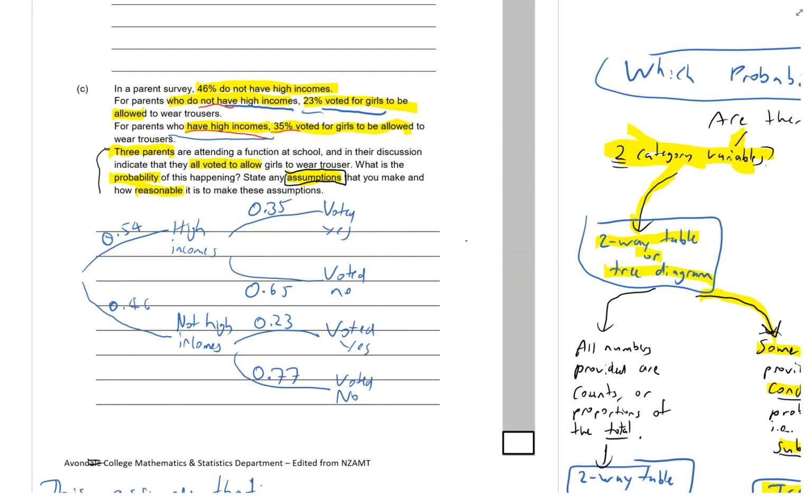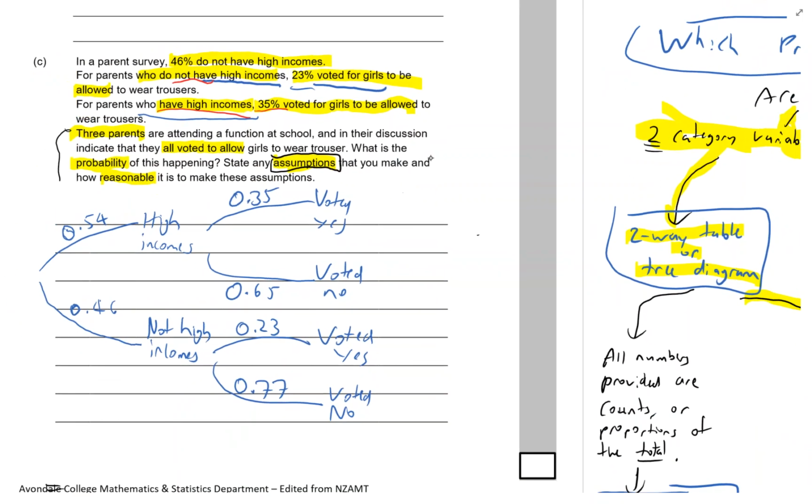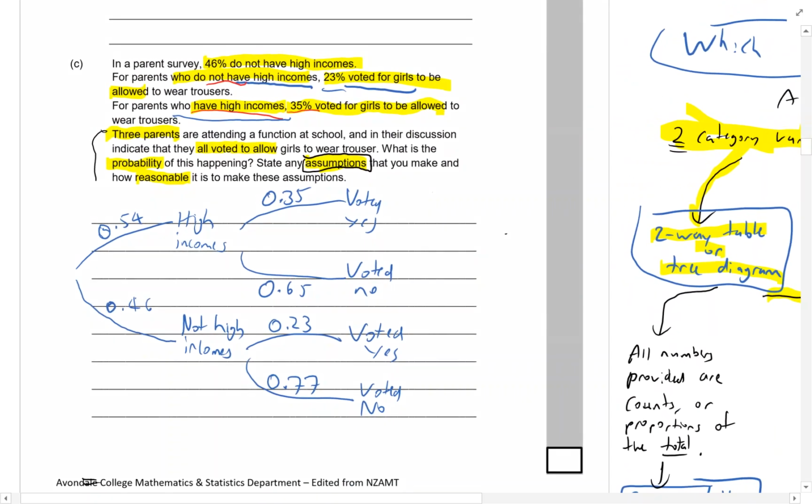Okay. Now the question is asking, if 3 parents are attending a function at school and in their discussion indicate they all voted to allow girls to wear trousers, what's the probability of this happening?